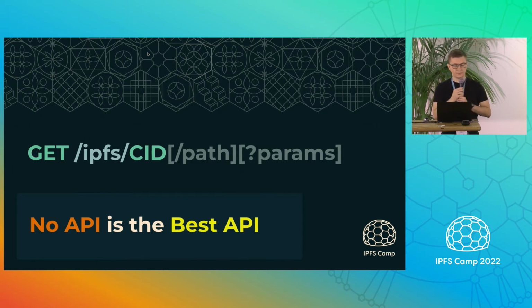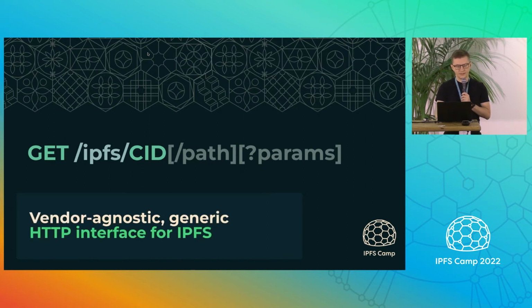In just a quick refresher, the gateway follows the mantra that no API is the best API. We don't have any special schemas. You have a simple path, which is the same as content path, request CID, get data back. And it's designed to be a vendor-agnostic generic HTTP interface for IPFS.